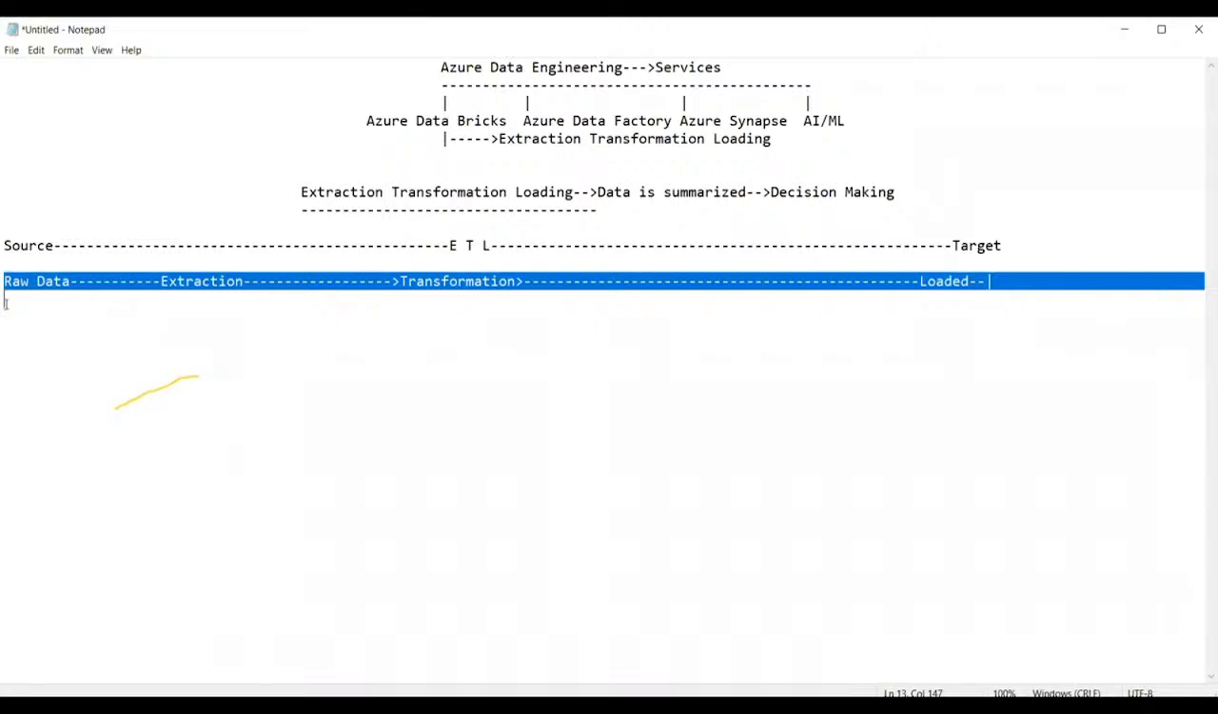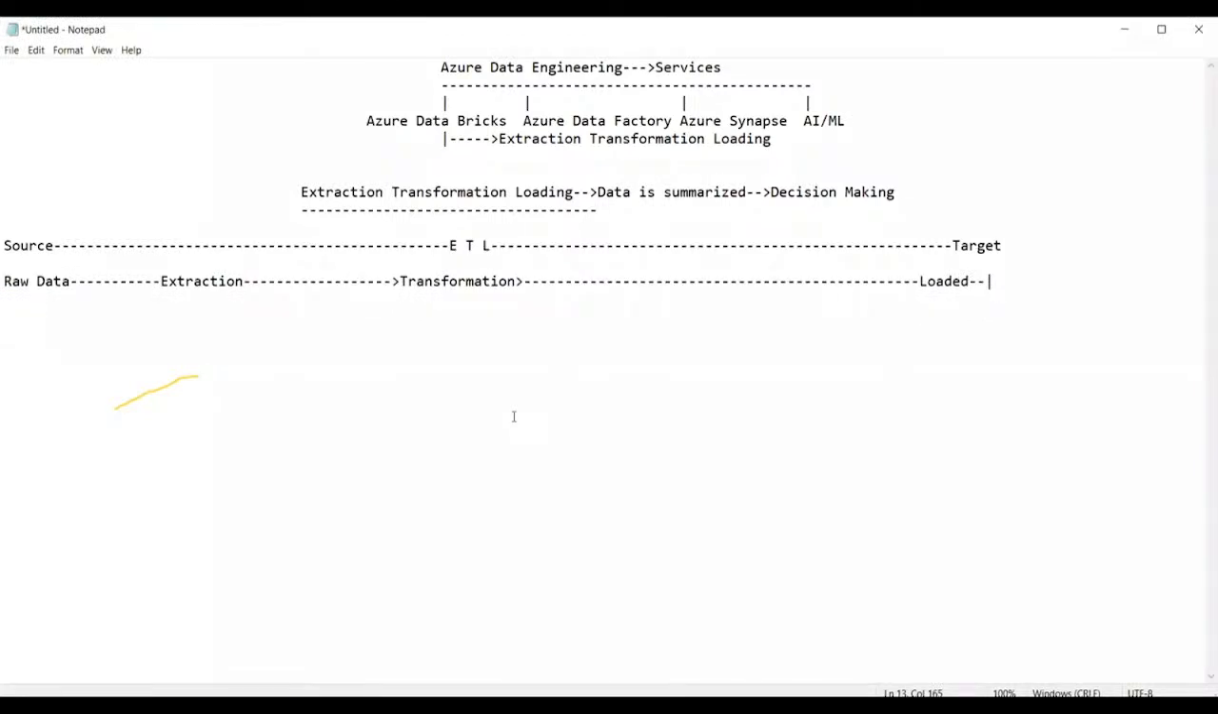Nothing else. There is no technicality. There is nothing where you need to worry about how things will move on. Simply extraction, transformation, and loading is the process. Extraction, transformation, and loading is the process of picking up the required data, and transforming the data as per the requirement. And ultimately the transformed data, you will load it into the target.